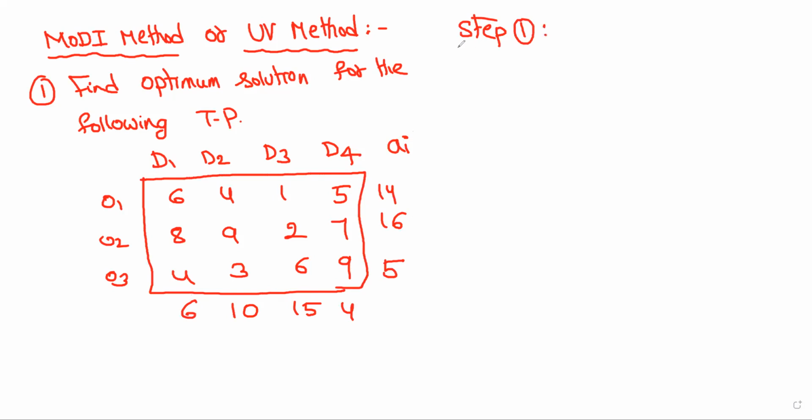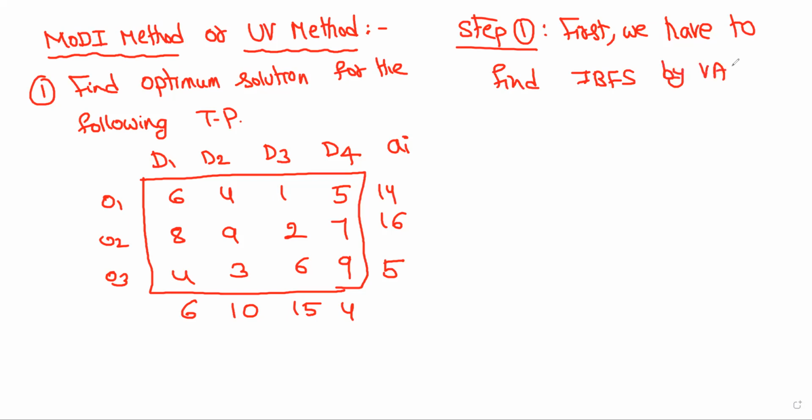What we have to do, step 1, is find the initial basic feasible solution by VAM, Vogel's approximation method. Already you know how to do it, so directly I'm writing the answer for the VAM method.